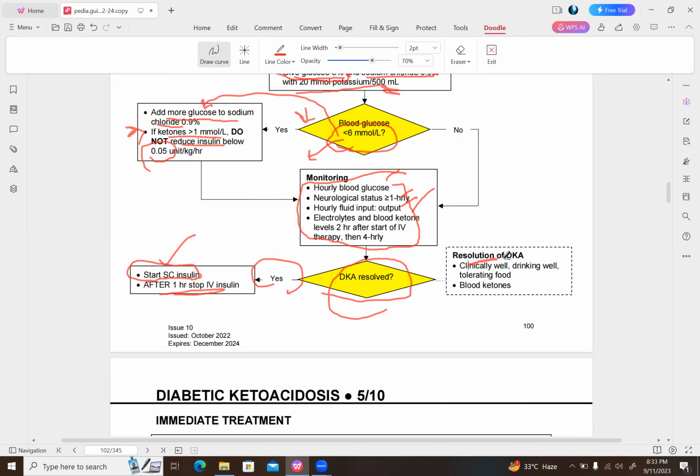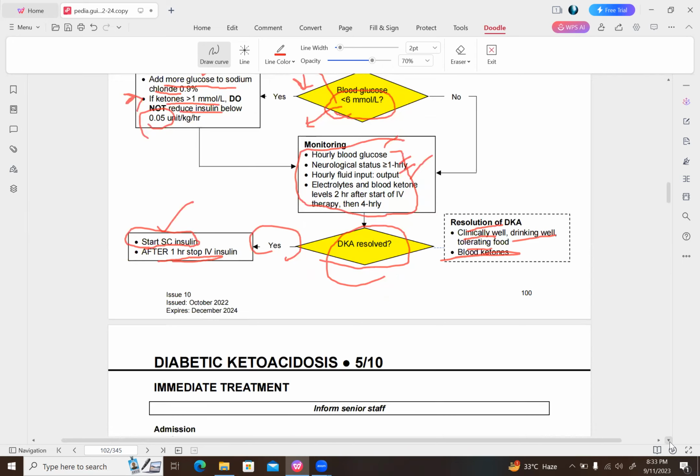What are the signs of resolution of DKA? You see the patient is getting clinically well, he is drinking well, that's good, he's tolerating food, and blood ketones are resolved.